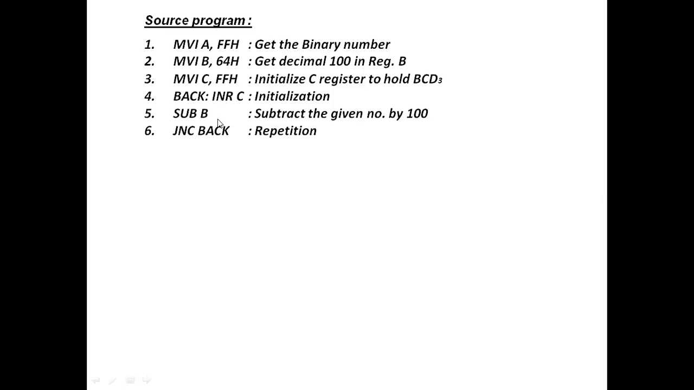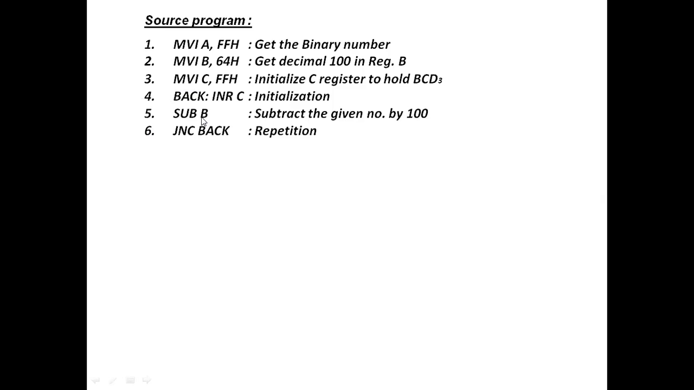Then it is again subtracted. It means 155 is now subtracted with 100, so we will be getting 55. Again, there is no carry, because 155 minus 100 gives 55. So again, it will go back and increment the value of C. So C will become 2. It means C has become 2.